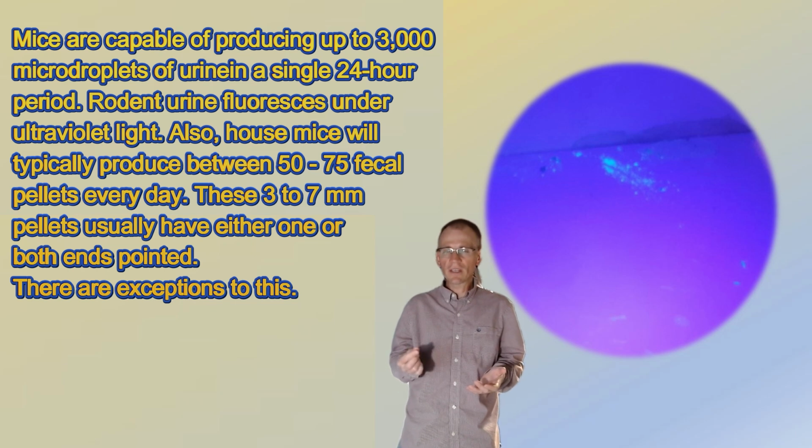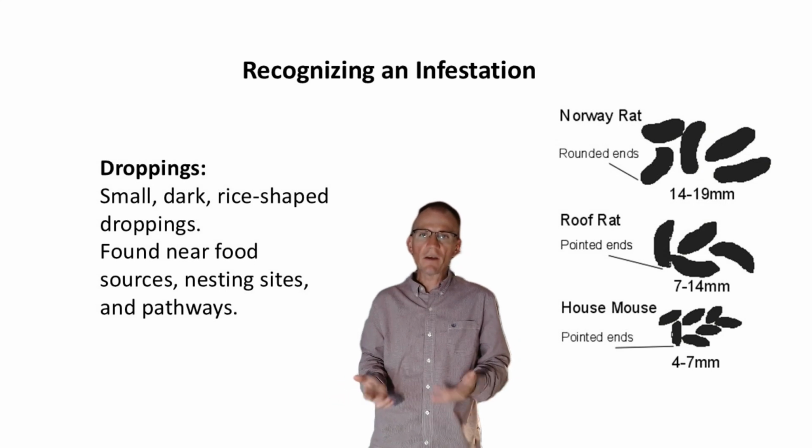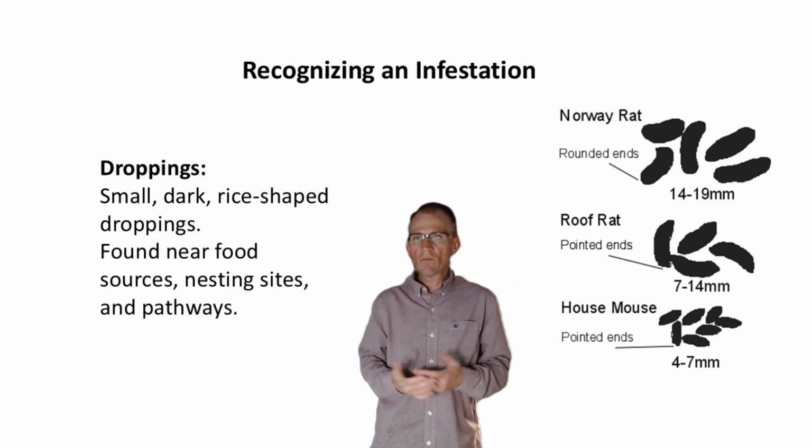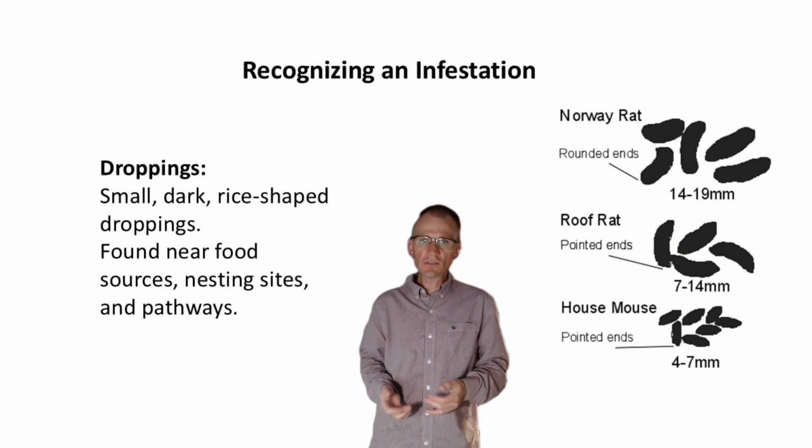Just keep in mind they're usually pointed on one or both ends, typically more both in what I've seen. There could be an exception to this, as we mentioned here, but I like the ultraviolet lights. Look for discoloration on insulation anyways, but the ultraviolet's great. And then, of course, those droppings, and you'll put two and two together in areas like attics really quickly. We also need to think about recognizing an infestation. When we think about the droppings with a house mouse, they're going to be small, dark, rice-shaped droppings. They're going to be found near food sources, nesting sites, and pathways.